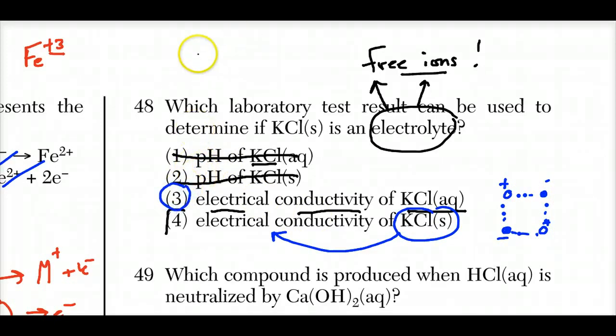And we did this. We put a light bulb and its leads into solutions. And you saw that the solid salt didn't light it up, but when I added water, the ions were free to do so. Choice 3. Number 48 is 3. Number 49.